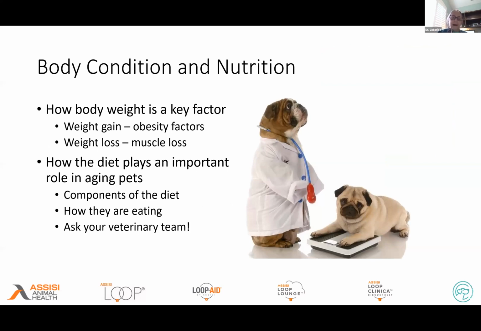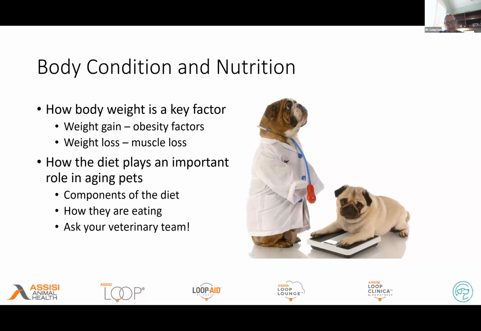Just like with us, body condition and nutrition is very important to watch as we start to get older. Basically, when you look at body weight and weight gain, we do have some factors that can play more of a role with these overweight patients. But weight loss, especially muscle loss, can be just as important. Diet certainly is very important in aging pets: what they're eating, how they are eating, and what they need to be fed.